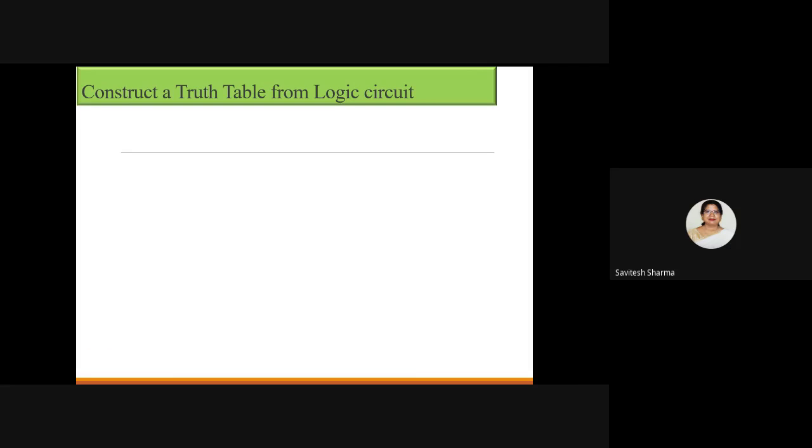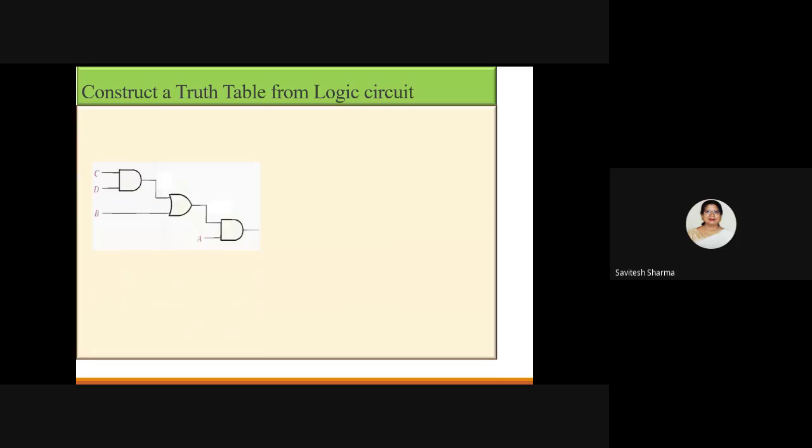So let's discuss how to convert a logic circuit into a truth table. Whatever terms I discussed here, I will use again. Let's take one problem. Here this is a logic circuit. It is given and you have to derive the truth table, or vice versa, meaning you have a truth table and you have to derive the logic circuit. I am telling you how to construct a truth table from a logic circuit.